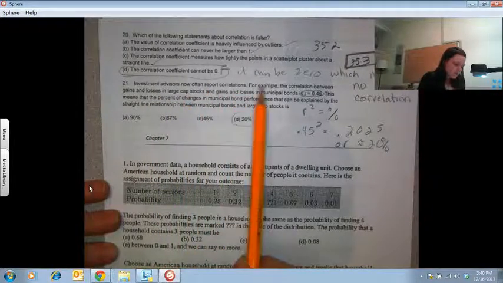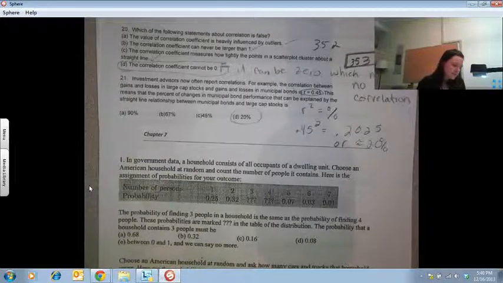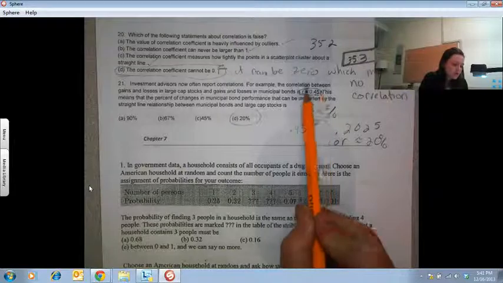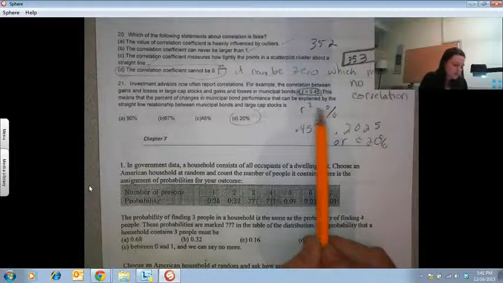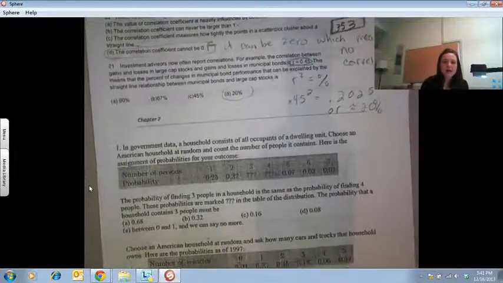Investment advisors now often report correlations. For example, the correlation between gains and losses in large cap stocks and gains and losses in municipal bonds is R equals 0.45. So it's an okay correlation. It's not a seriously strong correlation. This means that the percent of changes in municipal bond performance that can be explained by the straight line relationship between municipal bonds and large cap stocks is, this is where we have to go back and use the R squared.